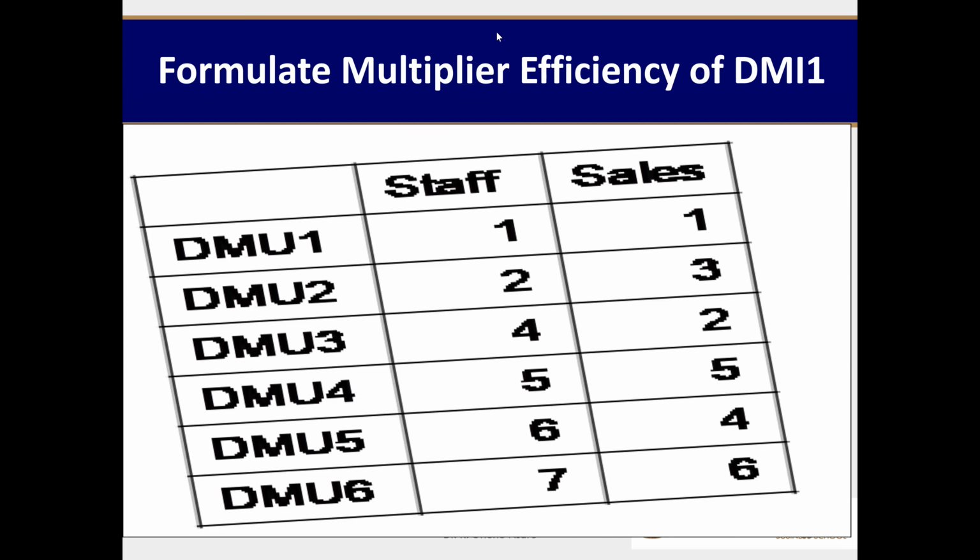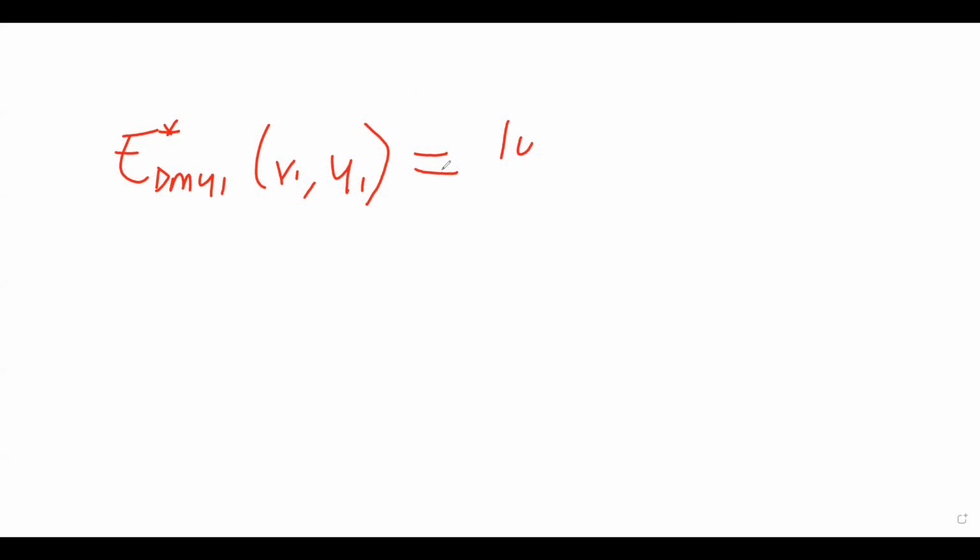So this is going to be 1U1 divided by 1V1. This is the efficiency, but this is subject to certain constraints. The constraints are for every other firm. If the same weights U1 and V1 are applied to every other firm's inputs and outputs, they must not be more than a user-specific value of 1. So this is for all the others.